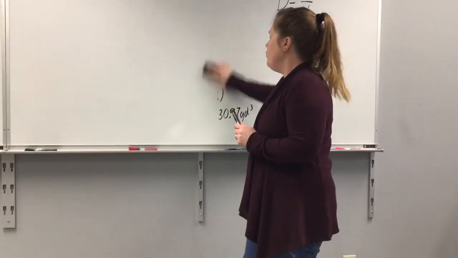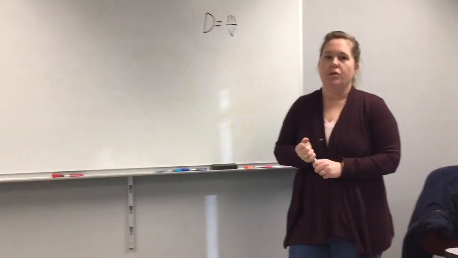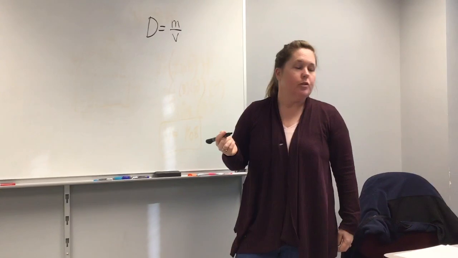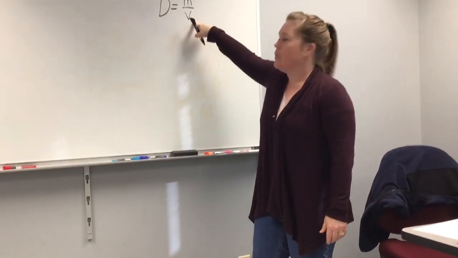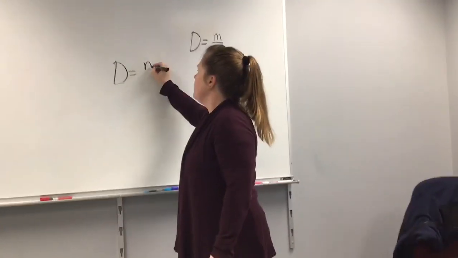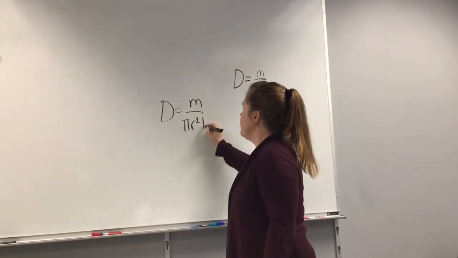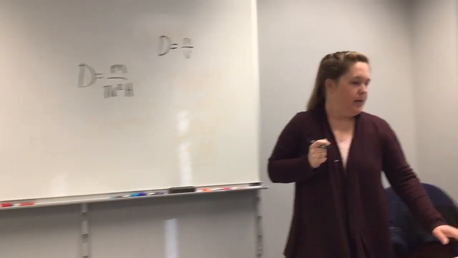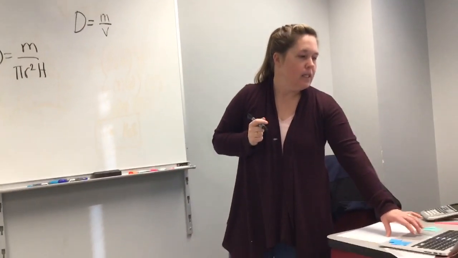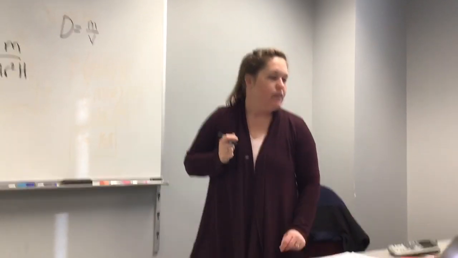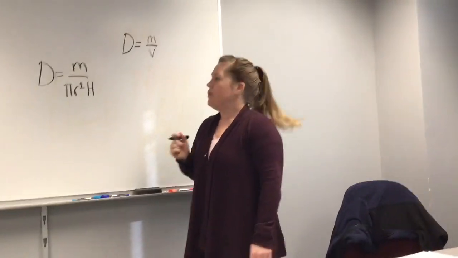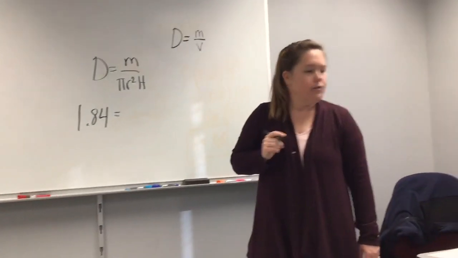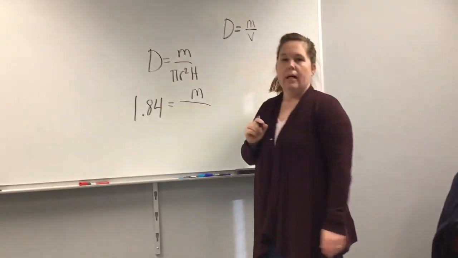So, we know our formula. D is equal to M divided by V. So let's fill in what we know. We know we have a cylindrical container. So the volume for a cylinder is going to be pi r squared times h. It's filled to a height of 10 centimeters with the sulfuric acid. We're given the density is 1.84 grams. So 1.84 equals, we're trying to find the mass. So m is going to stay as m.